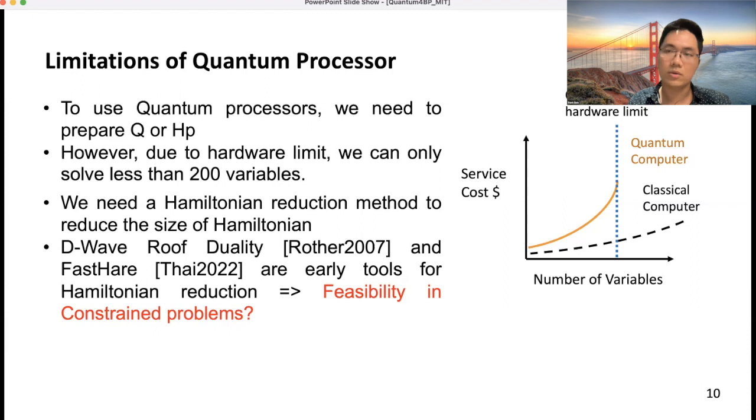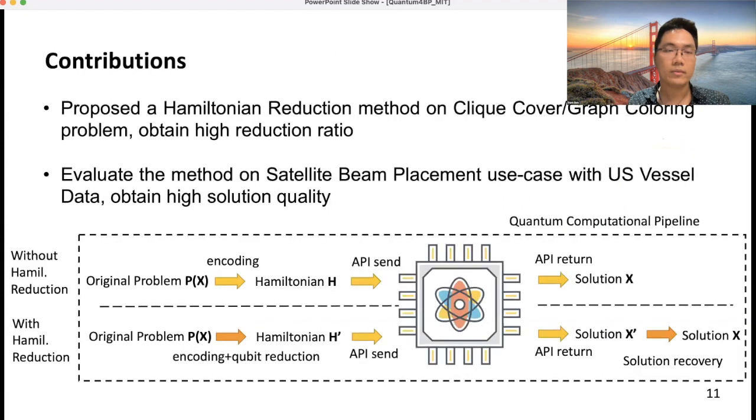But those two methods work on unconstrained problems. In real life, there are many constrained problems. So the feasibility of the final solution in a constrained problem is a big question. For my work, I propose a Hamiltonian reduction method working on clique cover and graph coloring problems, and they obtain a high reduction ratio. And I will evaluate the method on a satellite beam placement use case with US vessel data, and I obtain high solution quality.